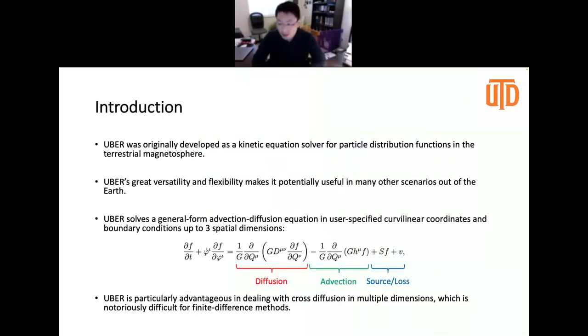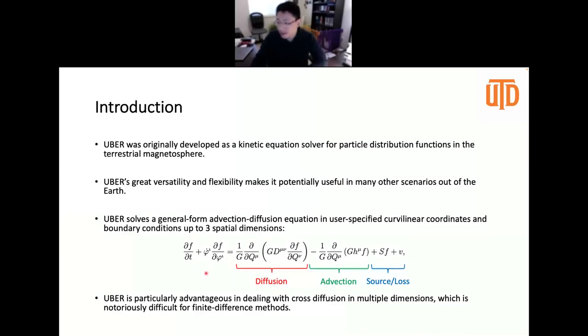The library was originally developed as a kinetic equation solver for particle distribution functions in the terrestrial magnetosphere. However, the library is very powerful, versatile and flexible, so it is potentially useful in many other scenarios outside of the Earth. UBA solves a general form advection-diffusion equation given here in user-specified curvilinear coordinates and user-specified boundary conditions up to 3 dimensions.